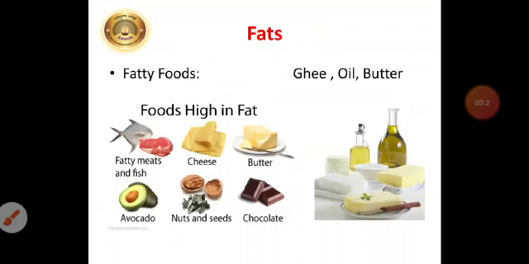Next nutrient is fat. Some part of our energy requirement is also fulfilled by fatty foods such as oil, ghee, butter, fatty meat and fish, cheese, nuts and seeds, chocolate and avocado. Fat gives us twice the energy of carbohydrates. So, we include a smaller quantity of fat in our diet. For example, you might have observed that while preparing vegetables, the proportion of oil is less.